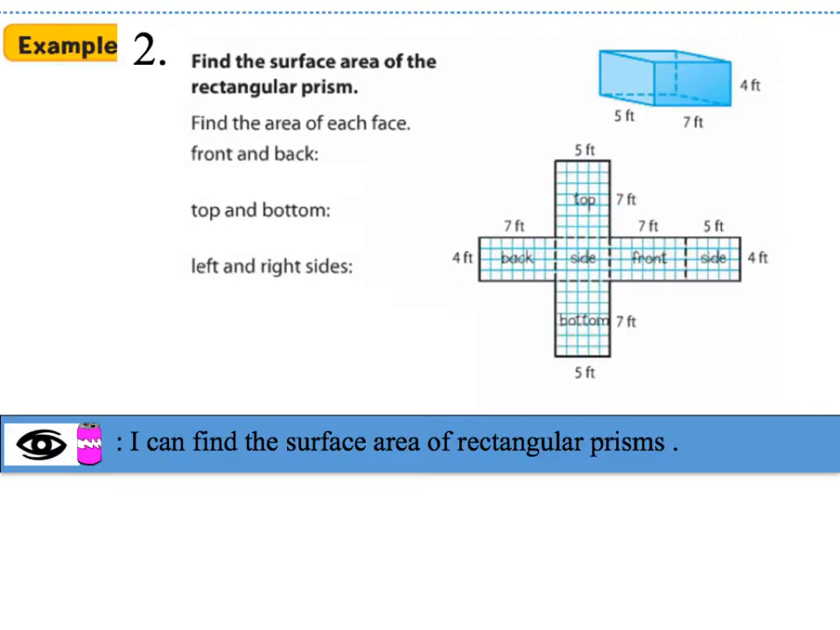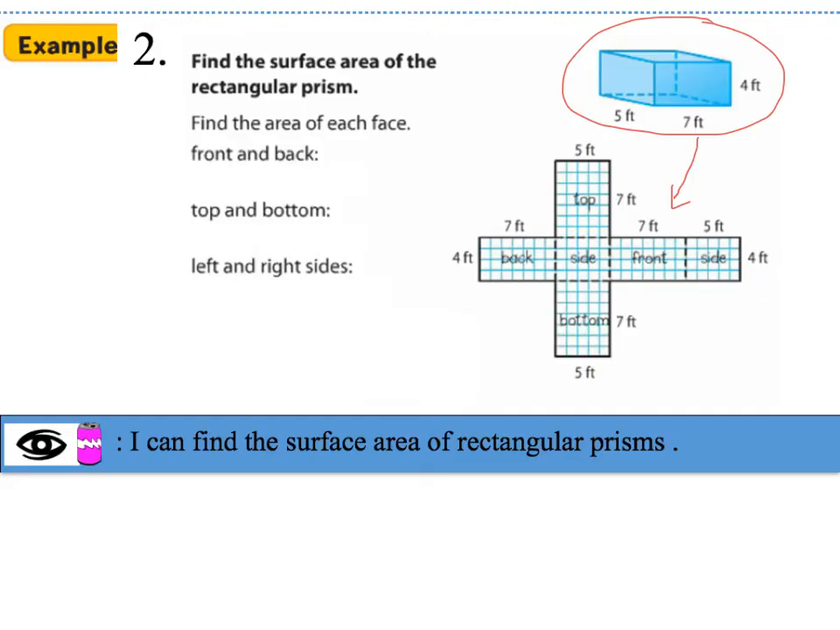For example 2, it says find the surface area of the rectangular prism. So they've given us an image of the rectangular prism, and they've also unfolded it and given me a net for it. So I can see all the sides, I can see the top and the bottom and the front and the back. So what we need to do is find the area of all the sides and add them up to get our surface area.